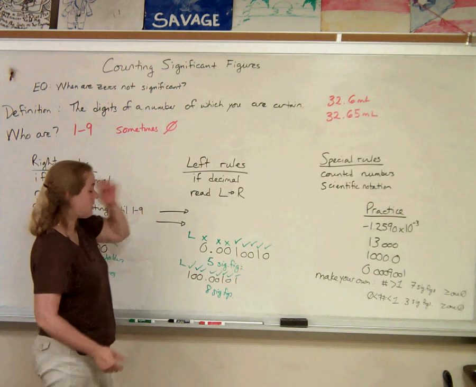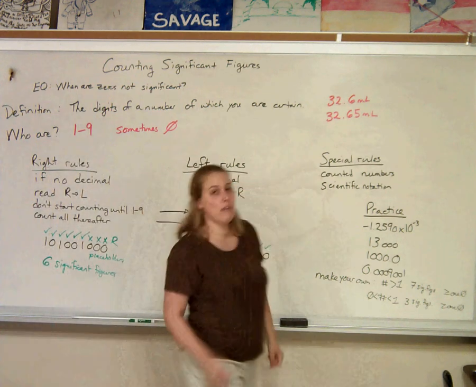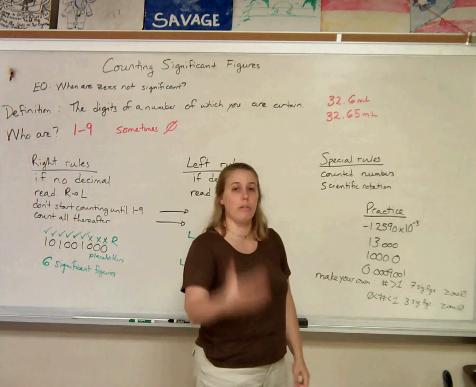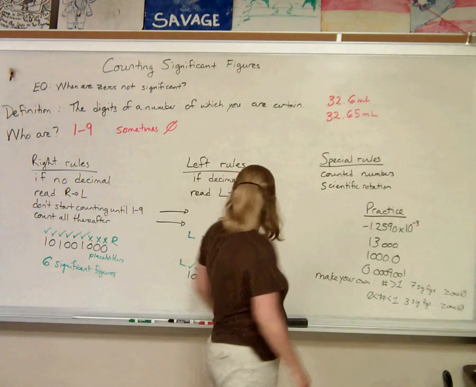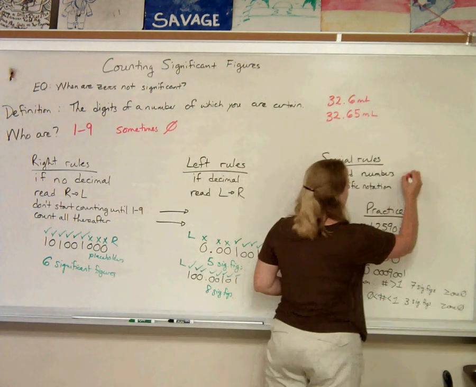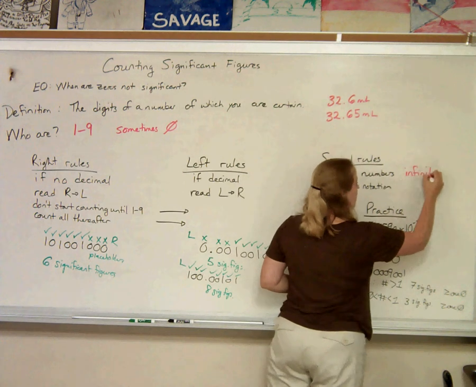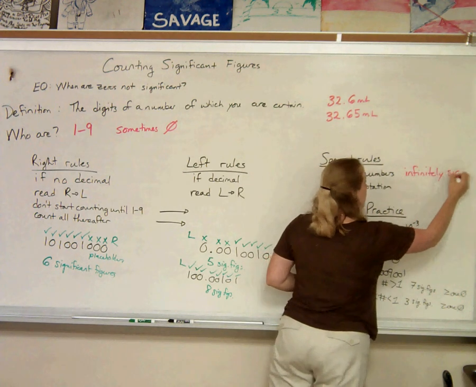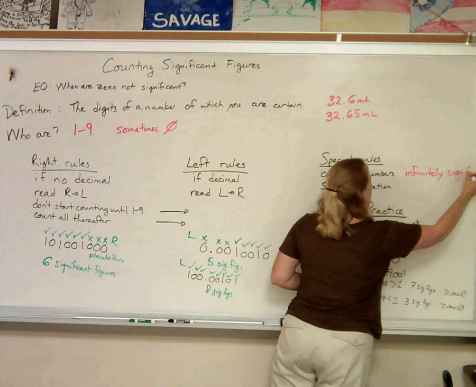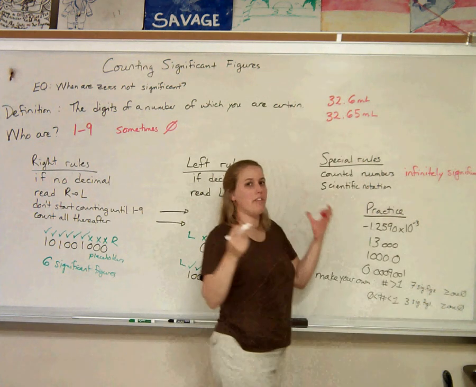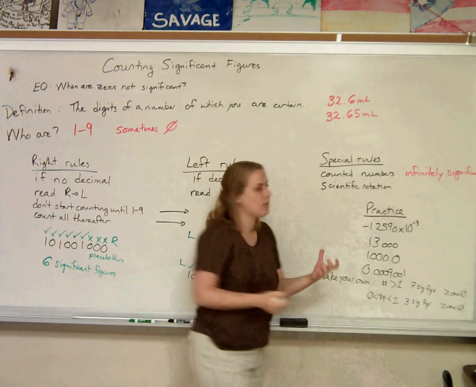Okay, special rules. There are 2 special rules. 1, if a number has been counted and you need to be told this number was counted, it is infinitely significant, meaning that it has an infinite number of sig figs. You can't say it has 1, it has 5, it has whatever.